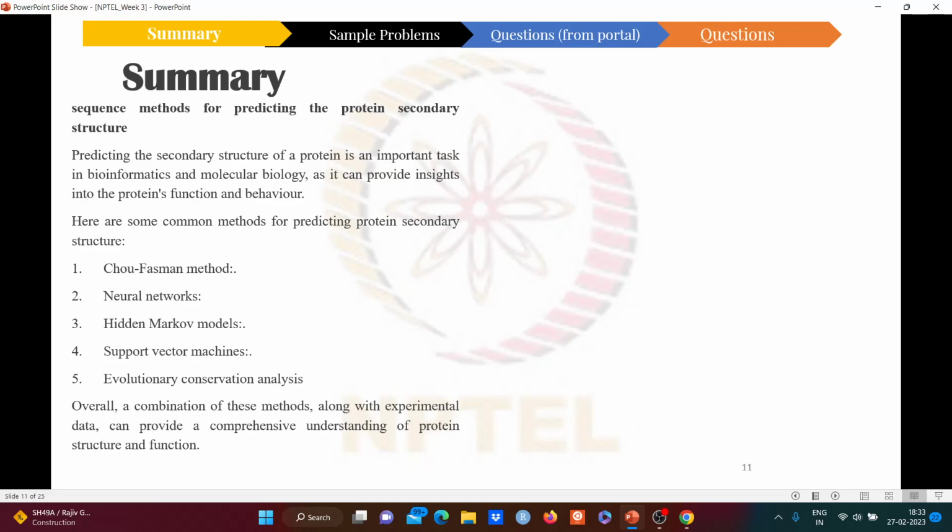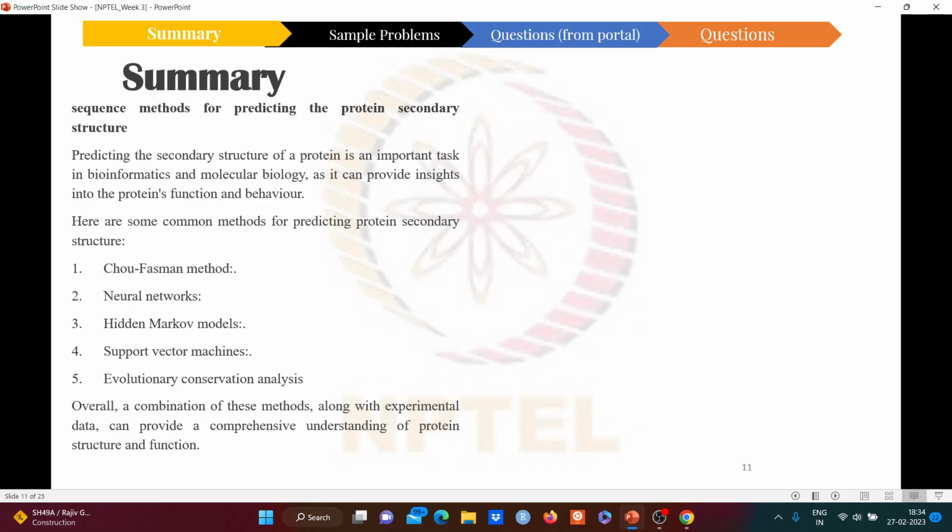The third is energy-based prediction, where this method involves predicting the most stable conformation of a protein by calculating the energy of each possible secondary structure using molecular mechanics. Next is the hybrid method, which is the combination of what I discussed above. Here, we'll be discussing sequence-based methods in detail.